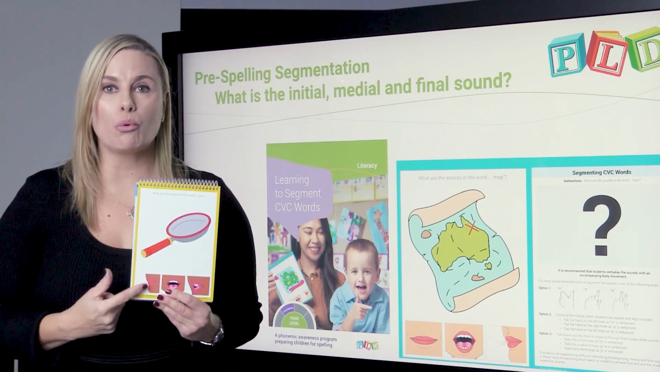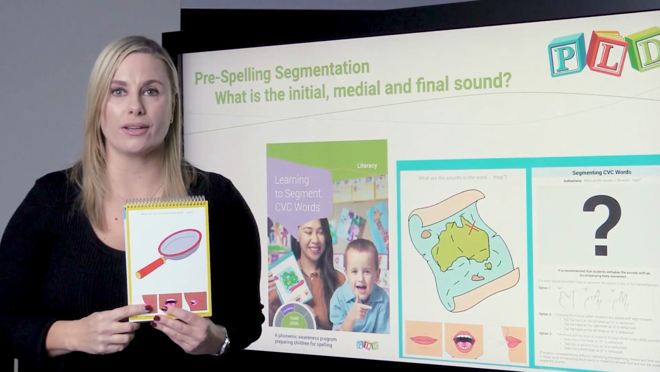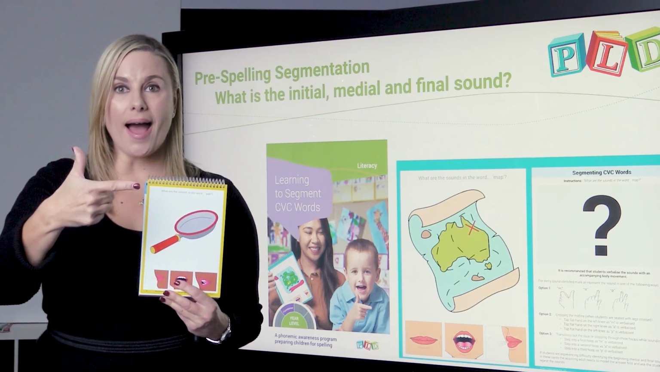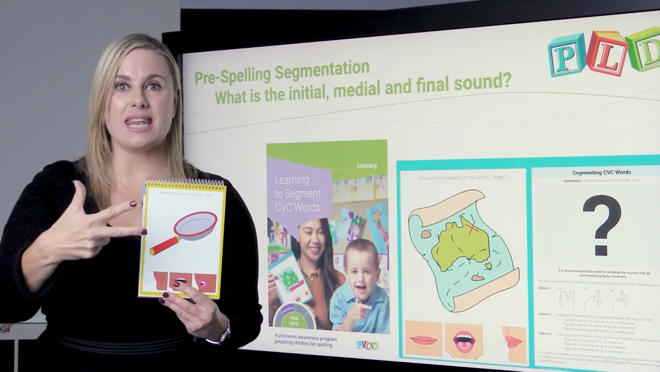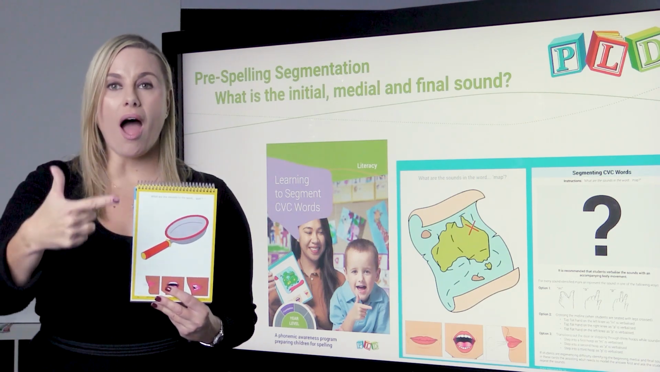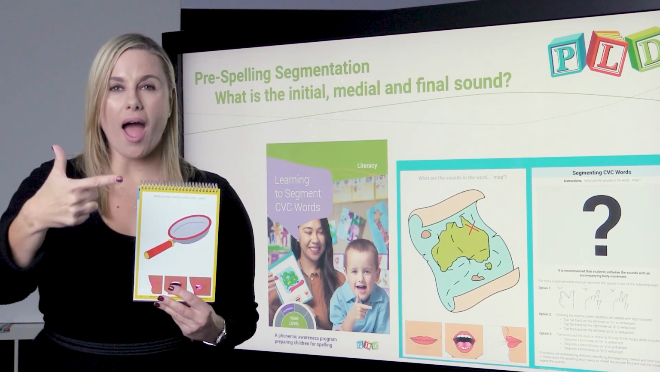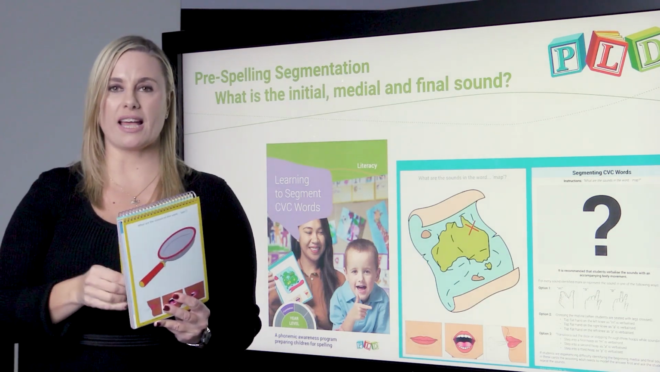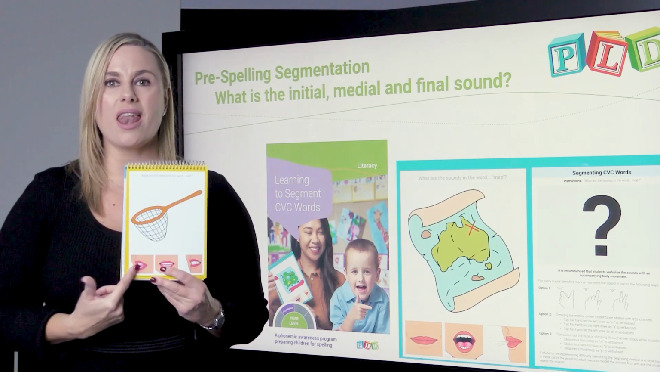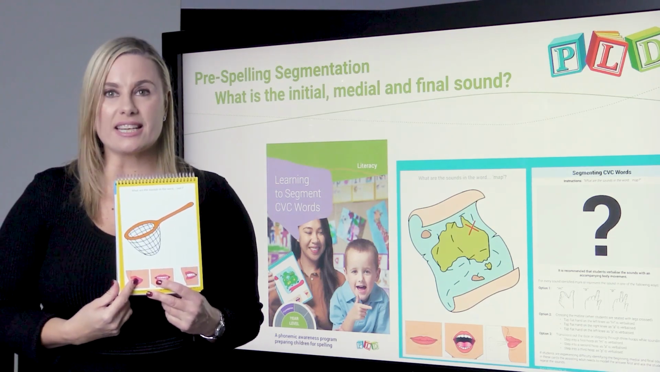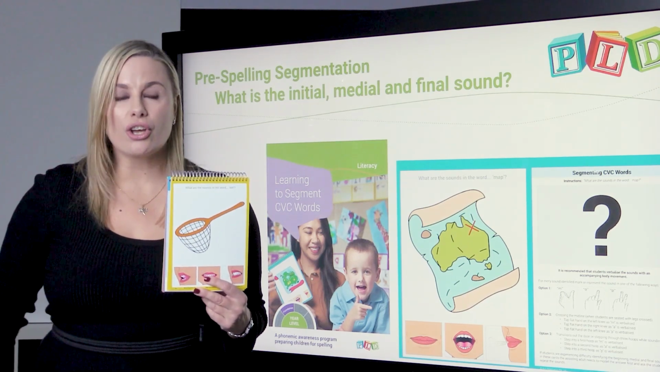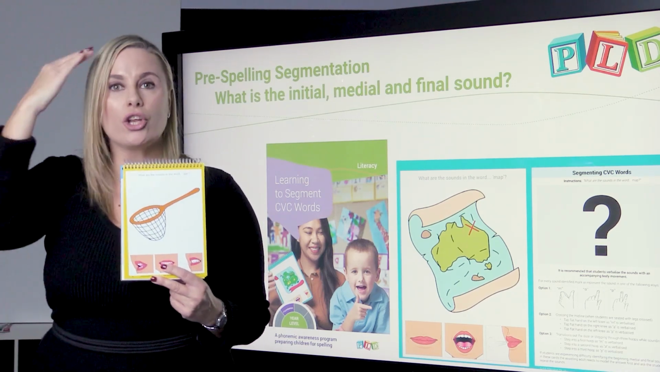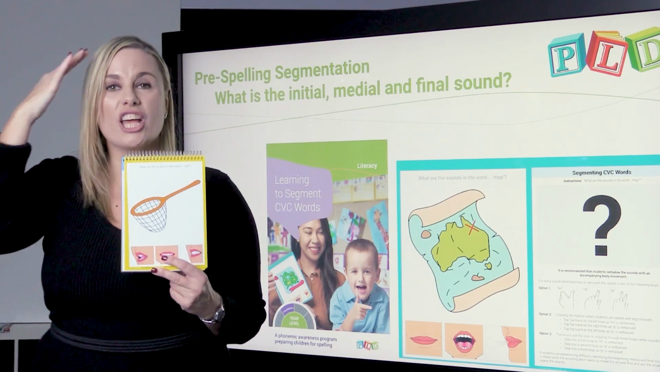What are the sounds in the word pan? Pan. I have p, a, n. Everyone. P, a, n. P, a, n. Pan. Okay, one more. What are the sounds in the word net? Net. N, e, t. Everyone. N, e, t. What are my sounds?